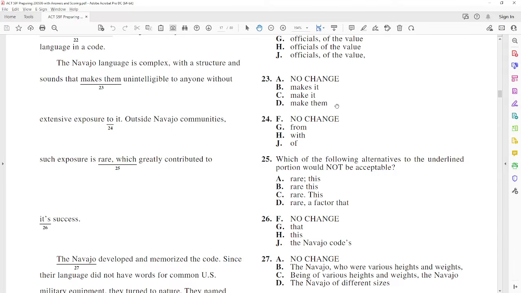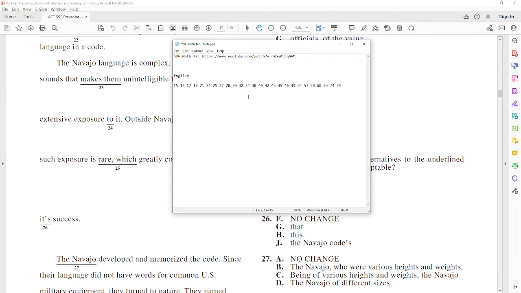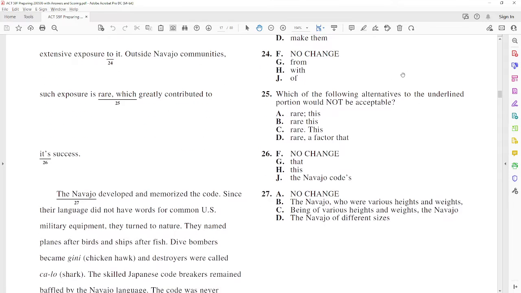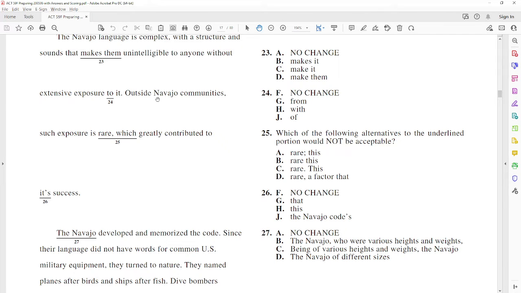The next one is 25. Which of the following alternatives to the underlined portion would not be acceptable? Right, it says, outside Navajo communities, such exposure is rare. That's an independent clause. Which greatly contributed to its success. Now, 26 is in the same sentence. Beware, there's 2 underlines in the same sentence. But the question asks, which alternative would not be acceptable?